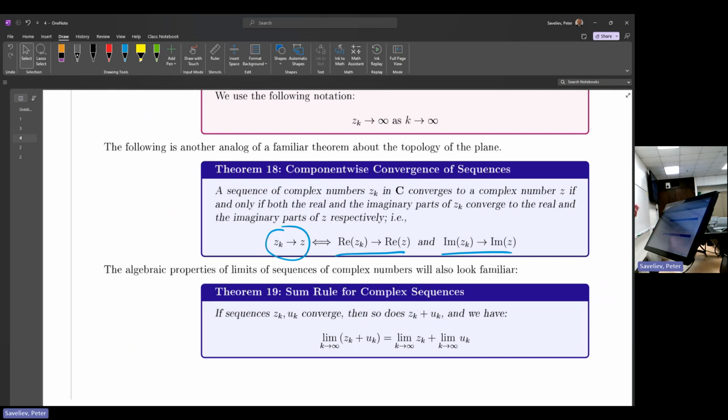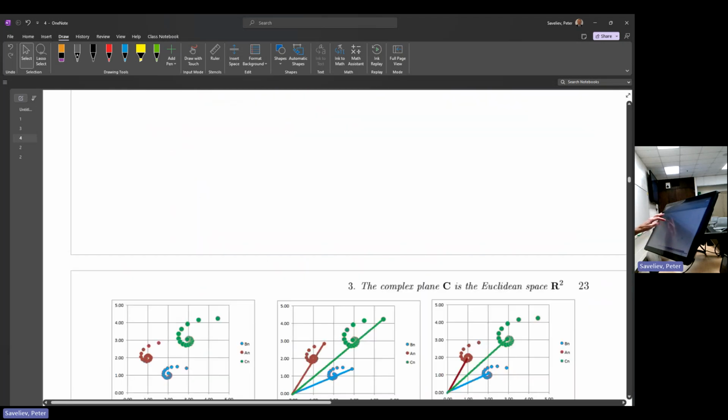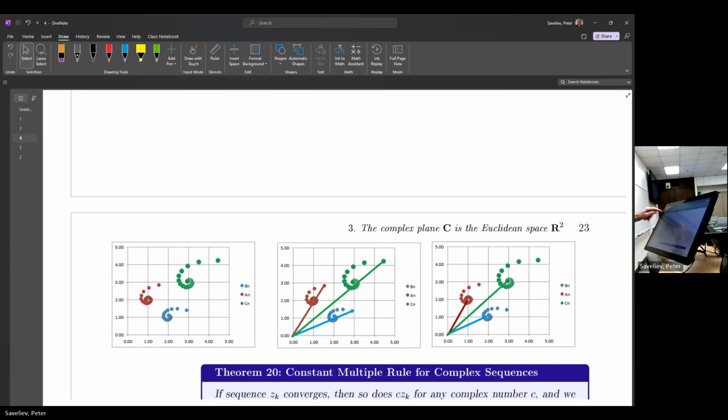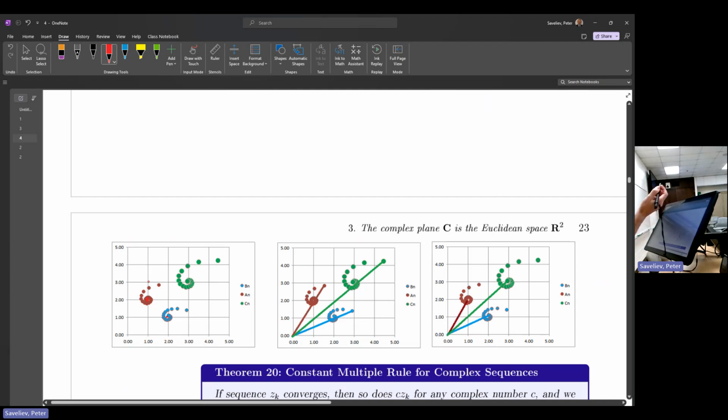And then some rules for complex sequences, the constant multiple rule for complex sequences. The pictures are surely much more interesting. So what is this supposed to show? Two sequences, the red and blue, both of them converge, right? Specifically, the spirals are converging. So I have a point here, I have a point there, and then I add them.